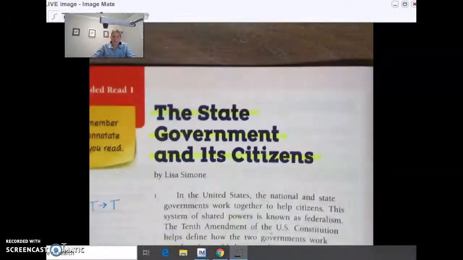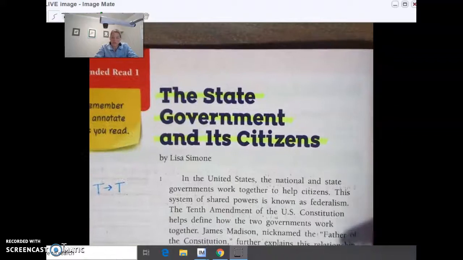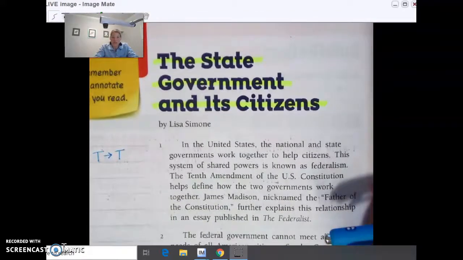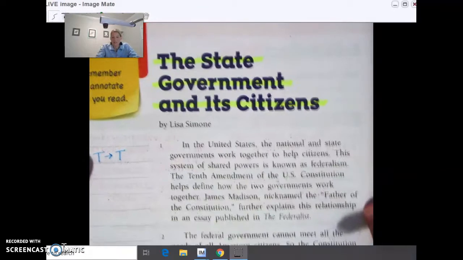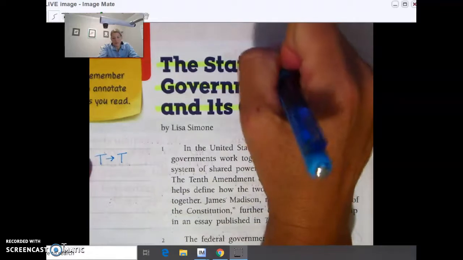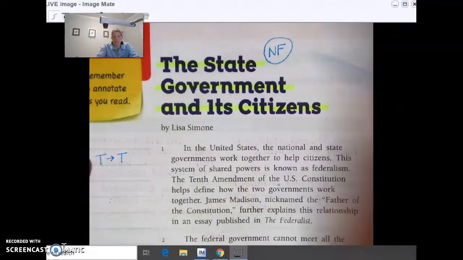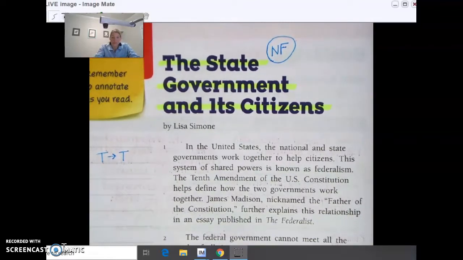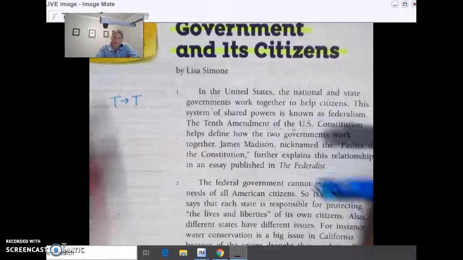But I want you right now at the top of your page to write F for fiction or NF for nonfiction. Based on what we've seen so far in the title of our story, is this a fiction text or a nonfiction text? Go ahead and write that. And if you wrote NF for nonfiction, you are correct. Based on what we've seen, we are going to learn real information about our government and its citizens.